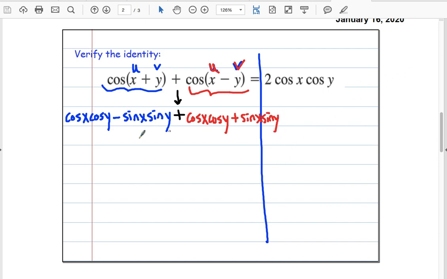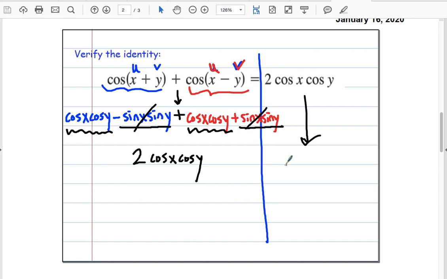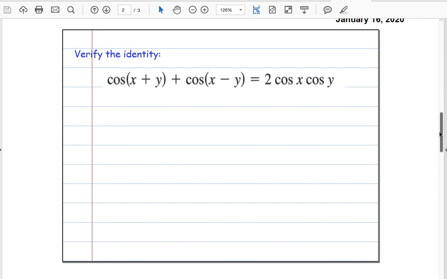All right, now look at what we have here. The negative sine x sine y and the positive sine x sine y, those will cancel because one's negative and one's positive. And then I'm left with cosine x cosine y and another cosine x cosine y. I have a total of 2 of those things, 2 of those cosine x, cosine y's. And that's what I was trying to show. So I'm done. Okay, verifying we only work on one side. All right, let's try another one.